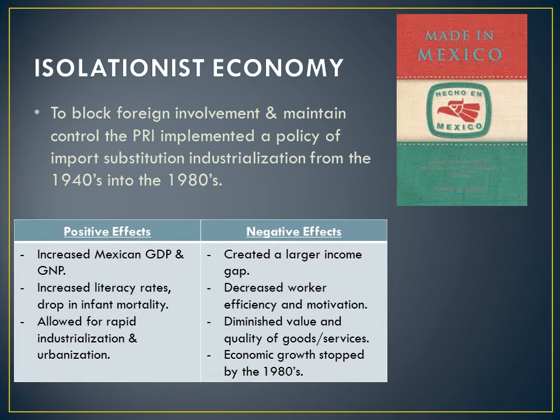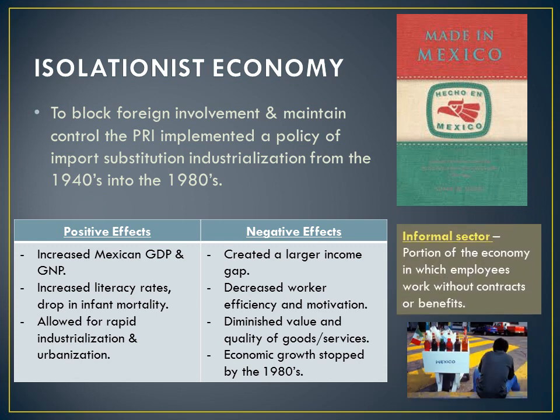Of its positive effects, the increase in Mexican GDP and GNP was astronomical, especially in the early years of the policy. The result of this was increased literacy rates and a drop in infant mortality rate. Industrialization and urbanization picked up massively in the decades of import substitution. However, over the long haul, income gaps between the wealthiest and poorest Mexicans grew at massive rates, particularly between northern and southern Mexicans. This decreased worker efficiency and motivation, and the value and quality of goods and services diminished because of lack of competition. Economic growth began to slow and eventually stop by the late 1980s, creating a large informal sector of workers who left the actual marketplace to take jobs that did not guarantee them benefits or establish working contracts.